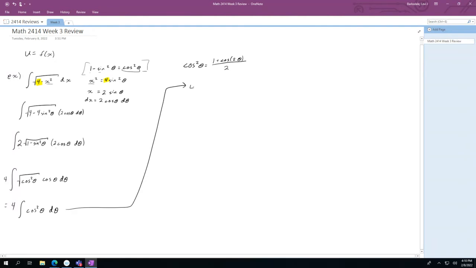So now this integral becomes 4 times the integral of 1 plus cosine 2 theta all over 2. I can pull out my 2 as a coefficient, so I have 4 divided by 2 is 2, times the integral of 1 plus cosine 2 theta. And now I can just integrate. Here I have theta as the integral of 1. The integral of cosine 2 theta is 1 half sine 2 theta.